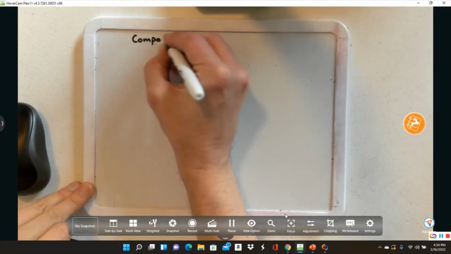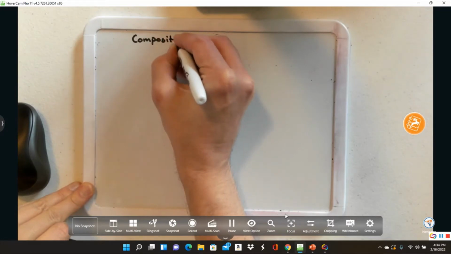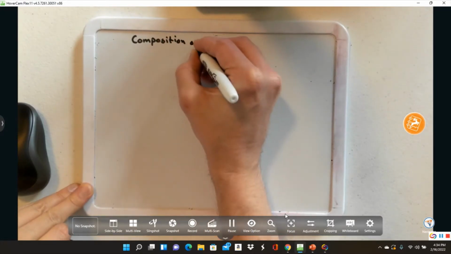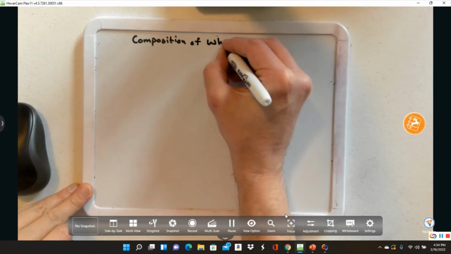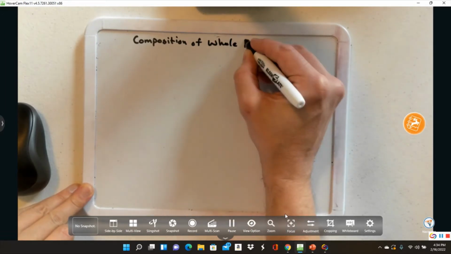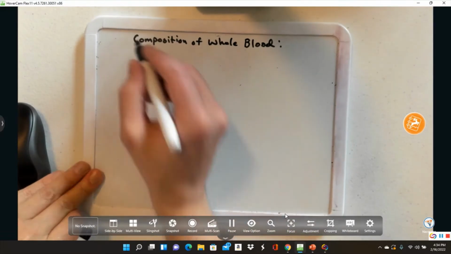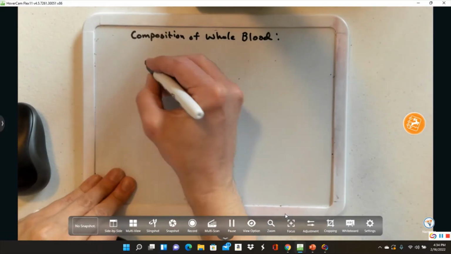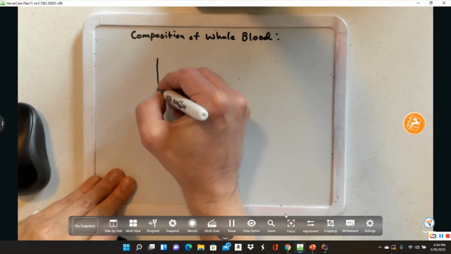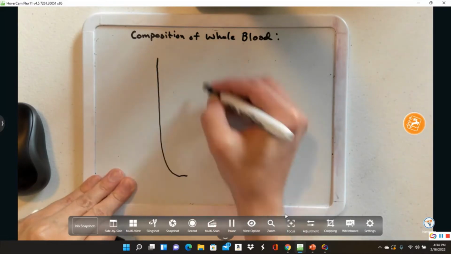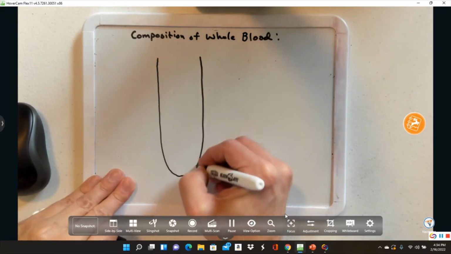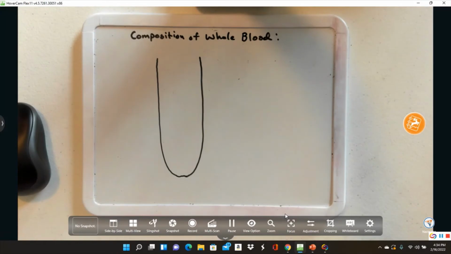The composition of whole blood. How is whole blood composed? What's in it? Things like that. Okay, so let's start off by looking at a tube. Let's fill this tube full of blood. We've got a test tube, and we're going to put some blood in it.